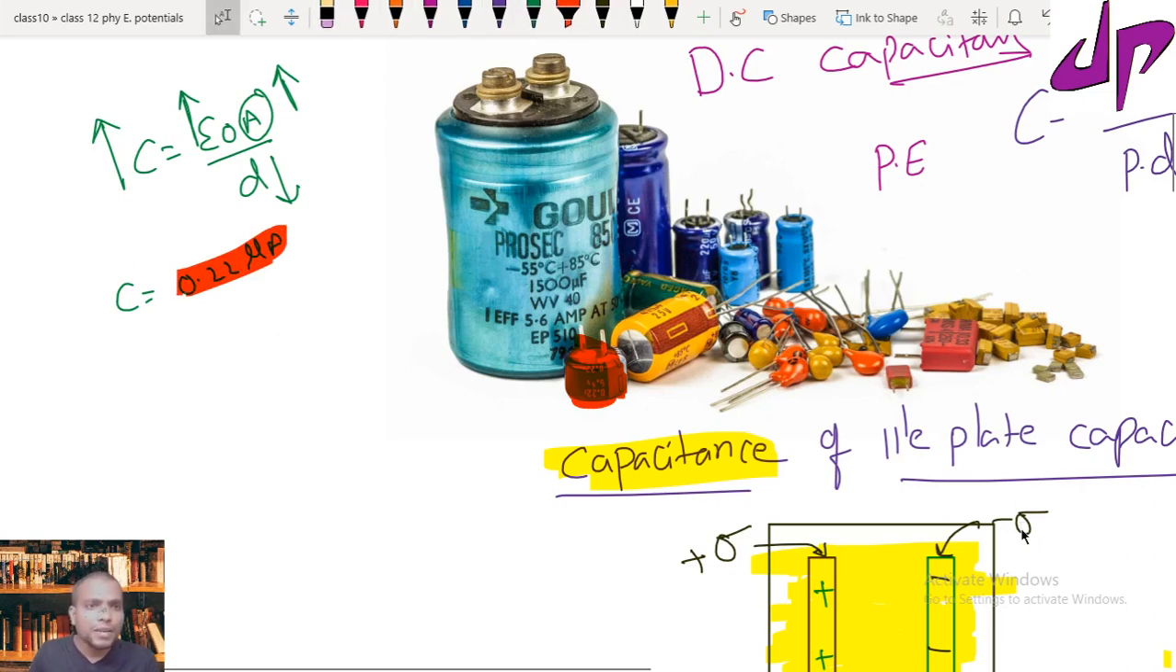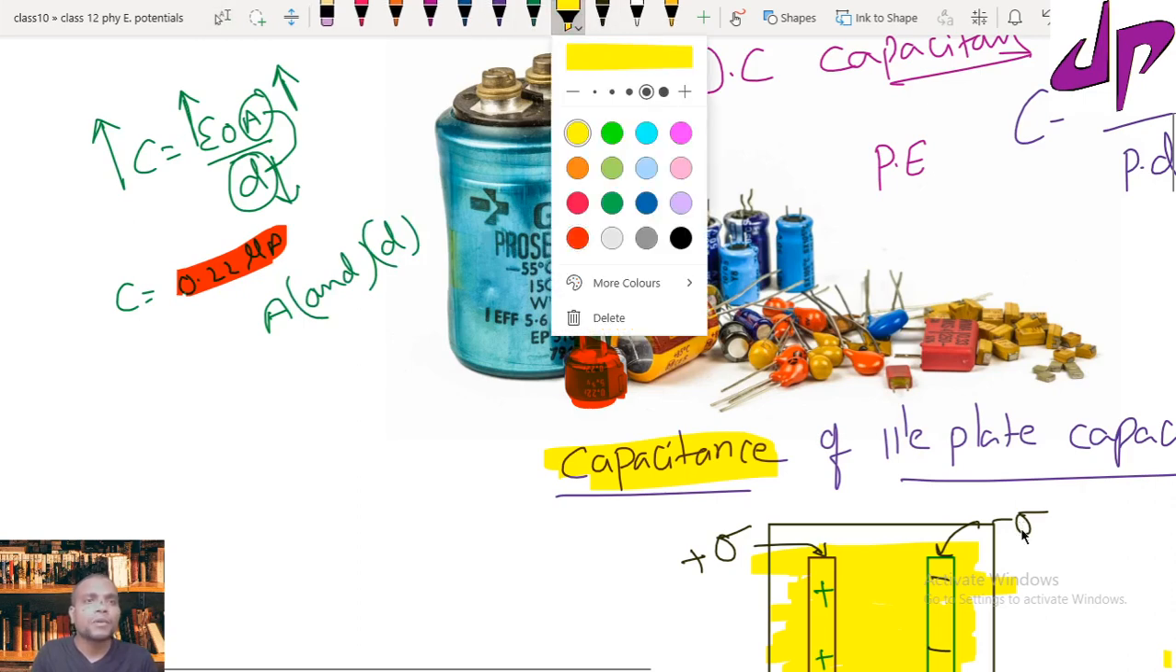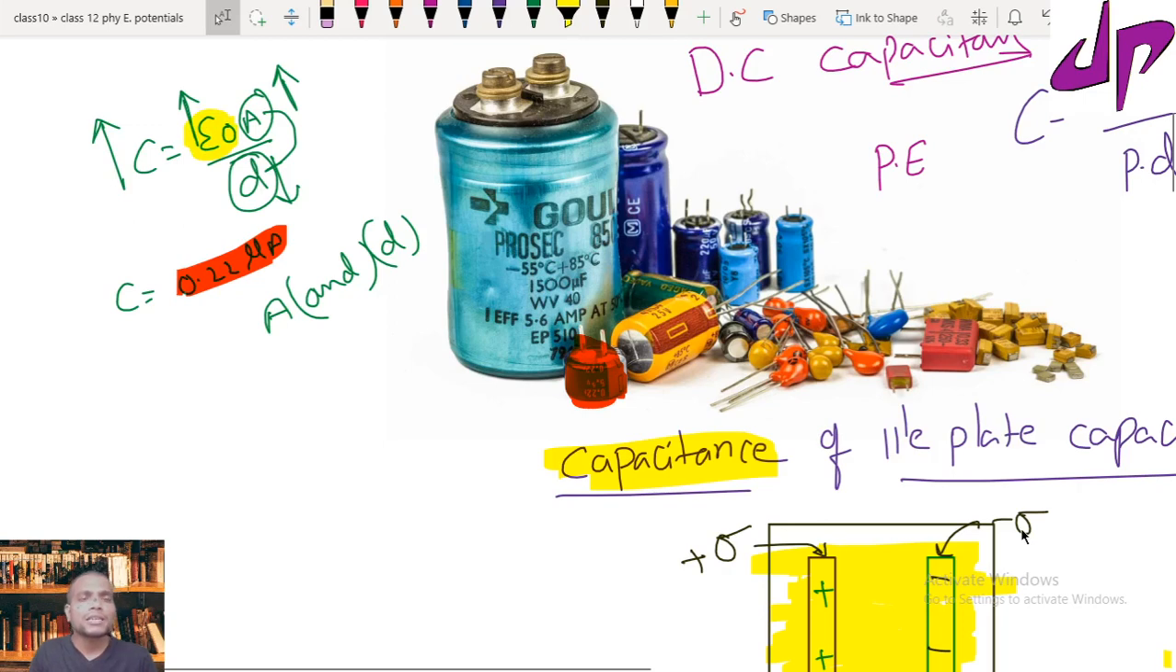Now, to prepare this one, we need to know what the area of the plates is and what the distance between them should be. So the capacitance depends purely on these two factors, the area and the distance between them, or you can change the dielectric medium, epsilon naught. Instead of air, if you keep some other medium, we will understand that later, the capacitance value changes.